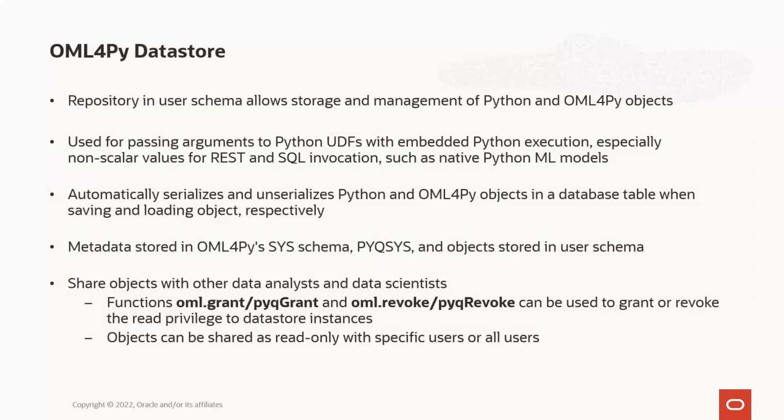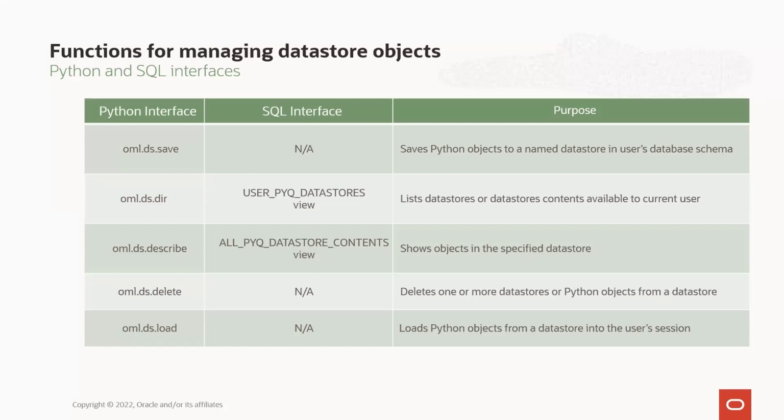But this is most important for the SQL and REST interfaces, since only scalar values like numbers and strings can be passed. Data store objects can be managed from Python and SQL APIs. Here are the available functions. For example, you can save objects to the data store and load the objects back into functions across sessions. There are also functions to list and describe the data store contents, and also to delete a specified data store.